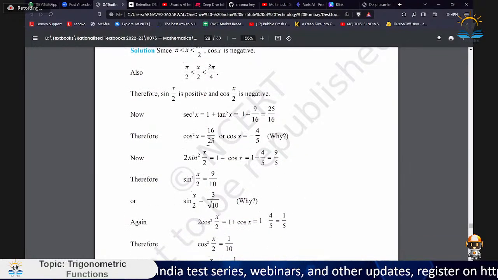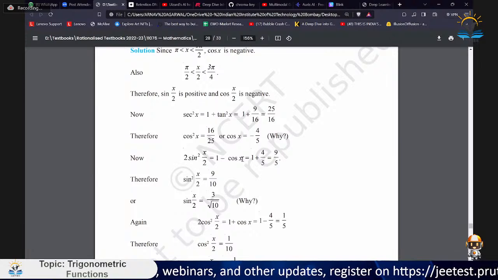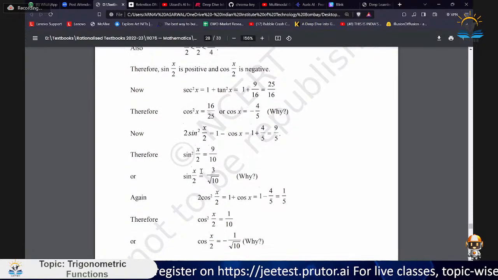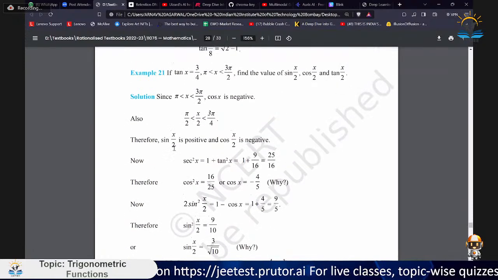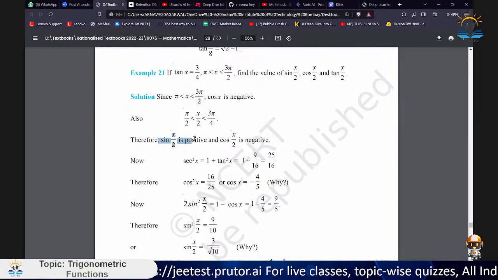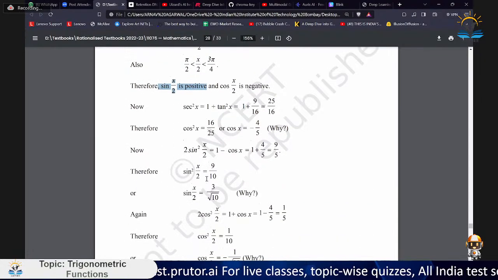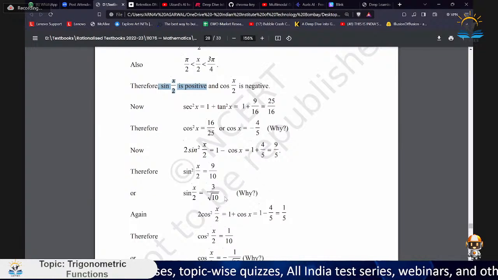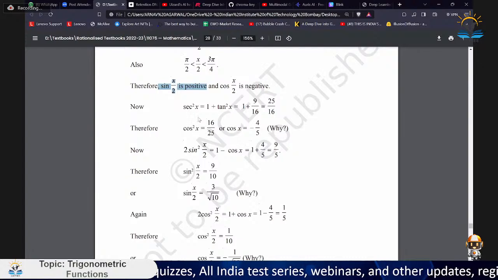We similarly get the sine value also. 2 sine square x by 2 is equal to 1 minus cos x, which is equal to 1 plus 4 by 5, is equal to 9 by 5. We get sine square x by 2 is equal to 9 by 10. And we accept only the positive value of sine x by 2. Why? Because we saw the domain and the sign of that value must be positive. We get sine x by 2 as plus minus 3 by root 10. We reject the negative value and get sine x by 2 equal to 3 by root 10. So we got sine x value, we got cos x, we got sec x.